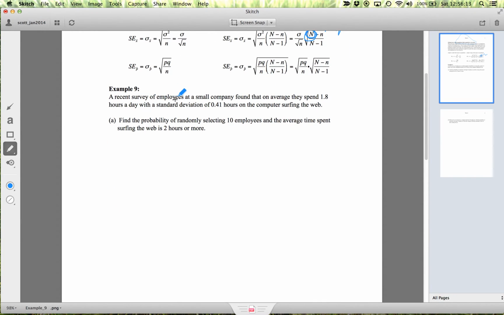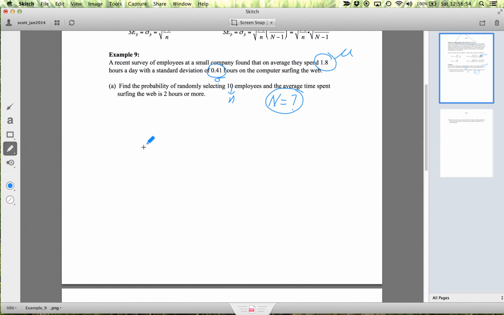In a recent survey of employees at a small company, it found on average they spend 1.8 hours a day with a standard deviation, this is a population standard deviation, of 0.41 hours on the computer surfing the web. Find the probability of randomly selecting 10 people, so this is the sample size, that have the average spent on surfing the web being 2 hours or more. In this part A question, notice that we don't know how large the company is. We don't know what the population size is here. So we can't use this correction factor yet.